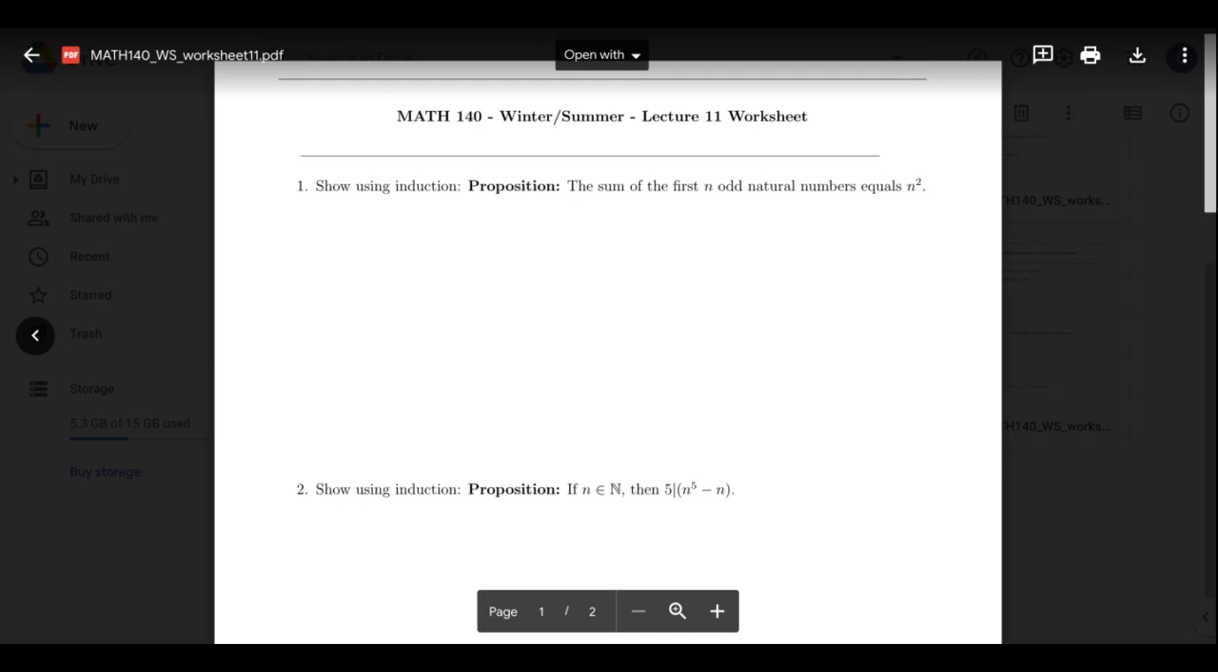P of 1 is the base case, the basis step. Okay, Sunday afternoon. All right, I'll post the solution Sunday afternoon. So you have Sunday night and Monday morning to study for it.